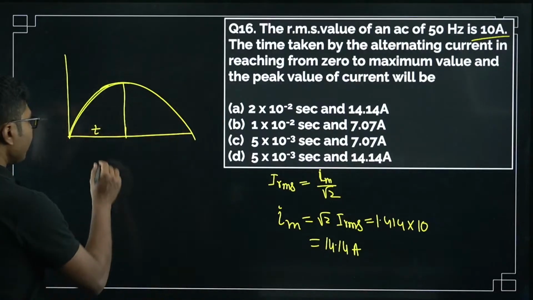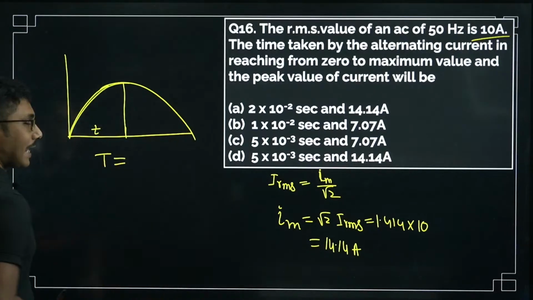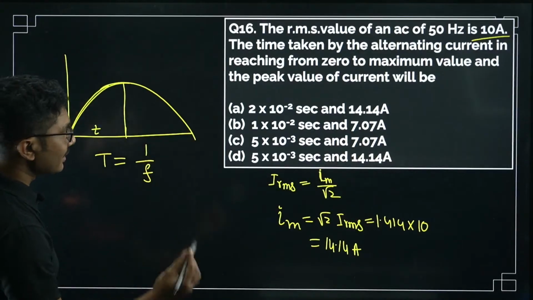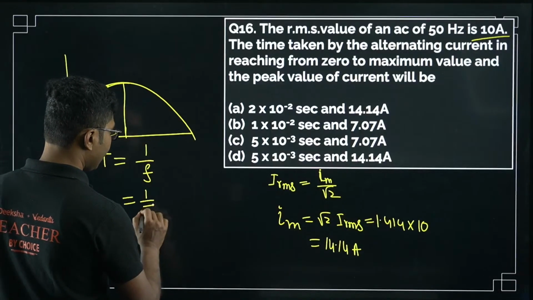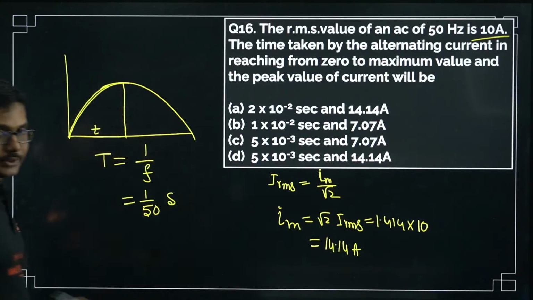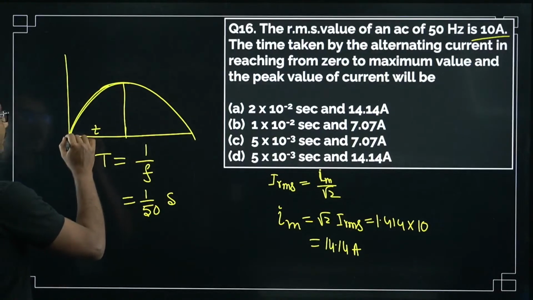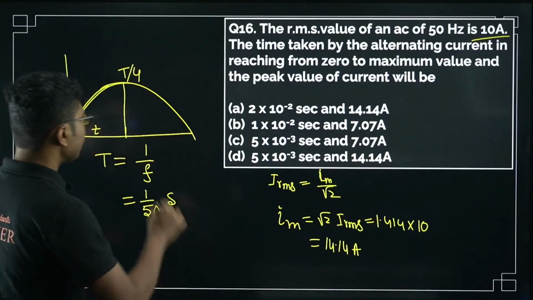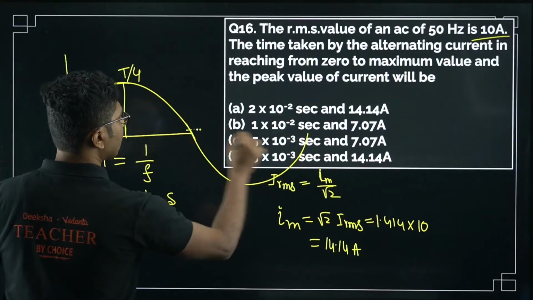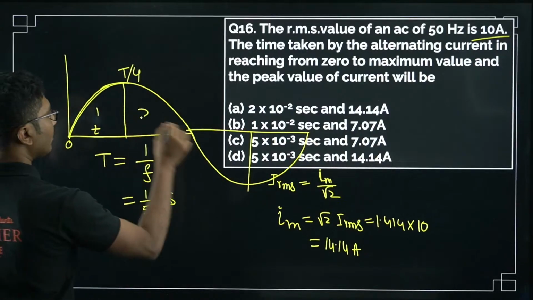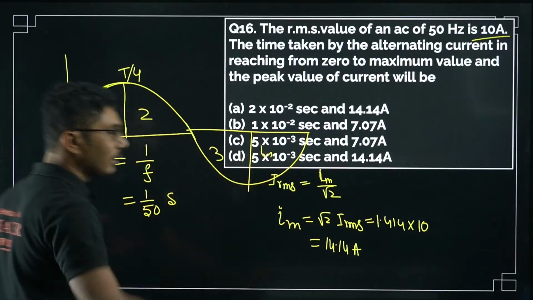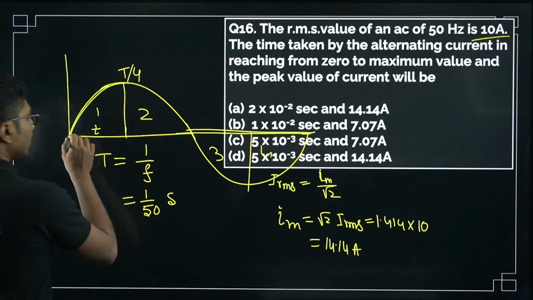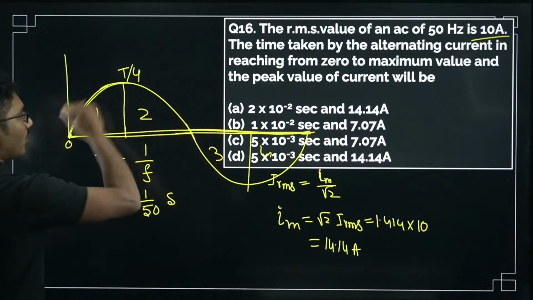Now what is the time? To calculate time, first of all you have to find the time period. Time period is 1 by frequency. 50 hertz is the frequency, so the time period will be 1 by 50 seconds. Now reaching from 0 to maximum value takes time period by 4, because you can divide the wave into 4 parts, 1, 2, 3, 4, and they all take an equal amount of time. The time period is the total time for one single wave.